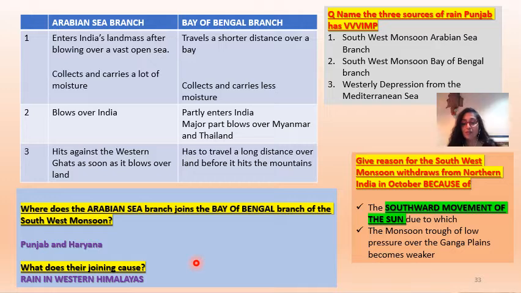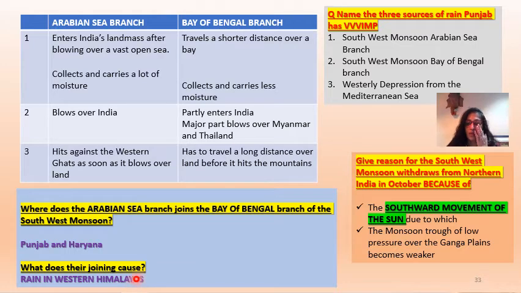Where does the Arabian Sea branch and the Bay of Bengal branch finally come and meet in India? Punjab and Haryana. So you should know, where do the two branches of the southwest monsoon meet? Punjab and Haryana. What does their joining cause? When these two monsoon winds meet, the Bay of Bengal branch and the southwest monsoon Arabian Sea branch, where does it cause rain? They both must be causing a lot of rain. They cause rain in the western Himalayas.